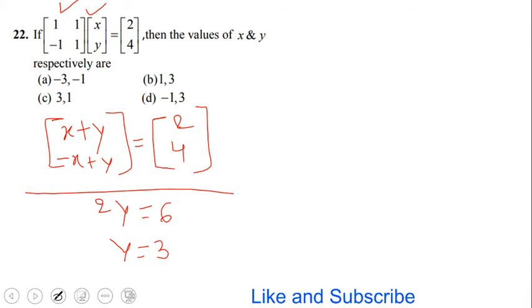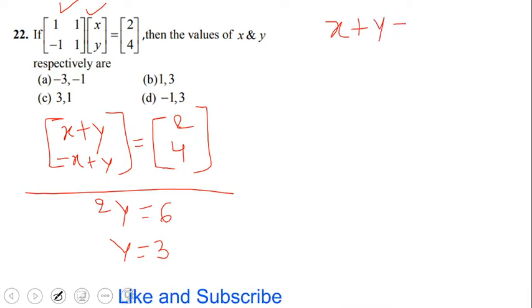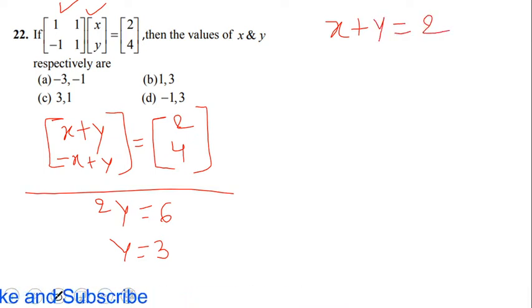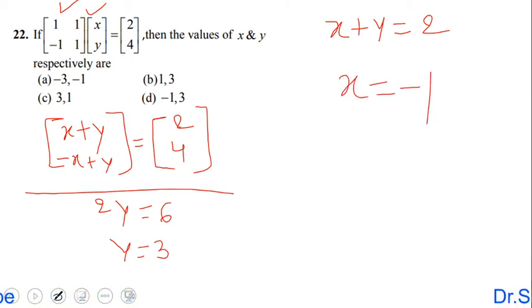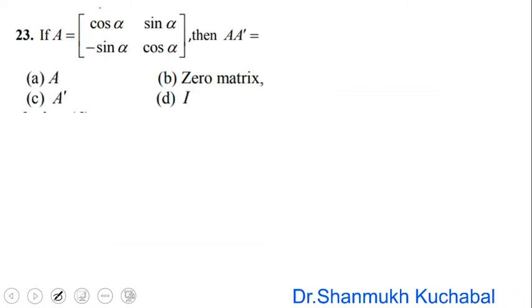Further, we have to calculate the x value. Take the first equation, x plus y equal to 2, and substitute y as 3 here, and we get x as minus 1. So clearly option D is the right answer over here. Option D is the right answer. Okay, we'll move to our next example.